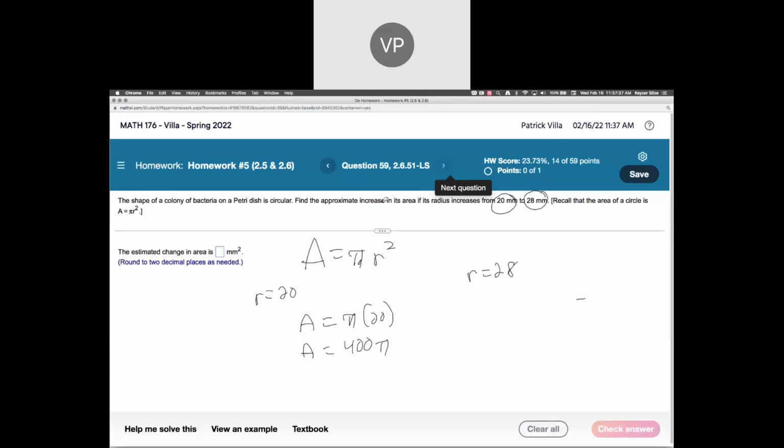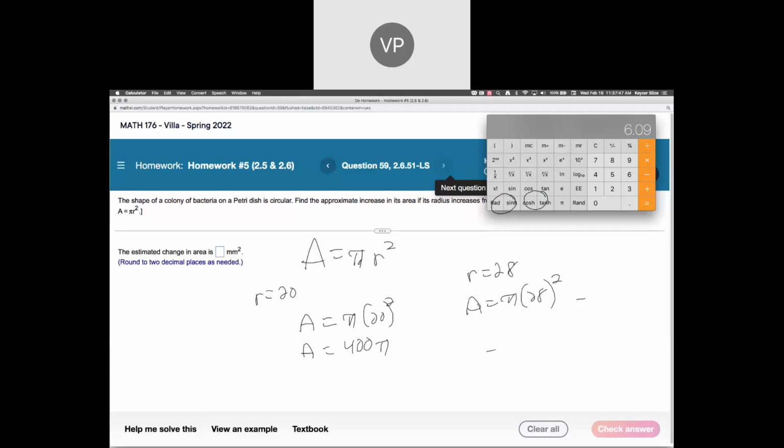We get A equals pi times 28, and then, of course, square both of these. You have to know what your 28 squared is. Now, did you memorize all these? Probably not. Don't worry about that. You have a calculator. So we're going to take 28 squared. We get our 784 pi.